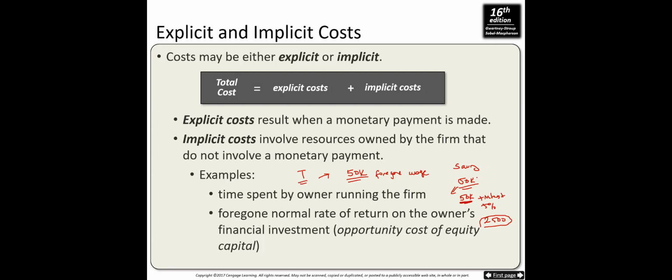But if you use your own resources, the foregone interest earning, let's say on 50K, the interest earning of 50K is again 5%, which is 2,500 you give up because you put this money into the business. That is your implicit cost. So if you borrow money, it's an explicit cost, but if you use your own resources, it's an implicit cost, which is a foregone interest. Okay?